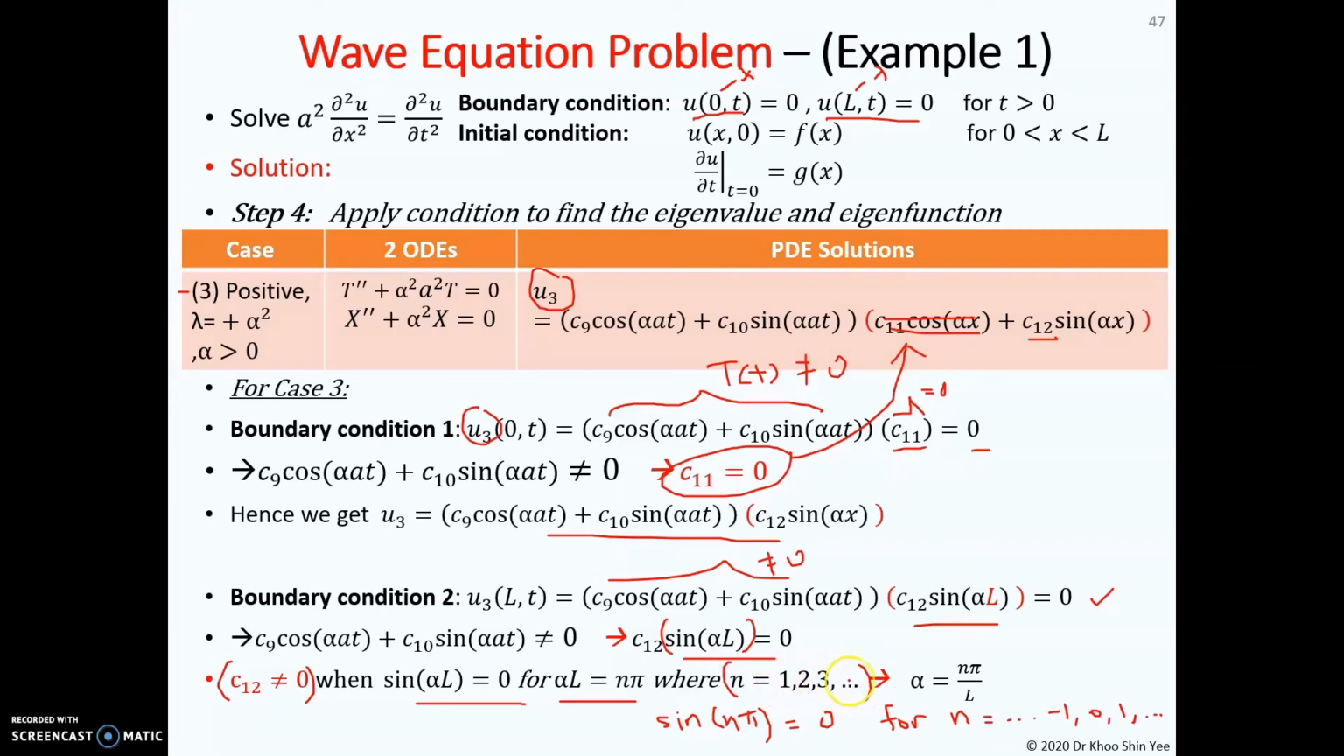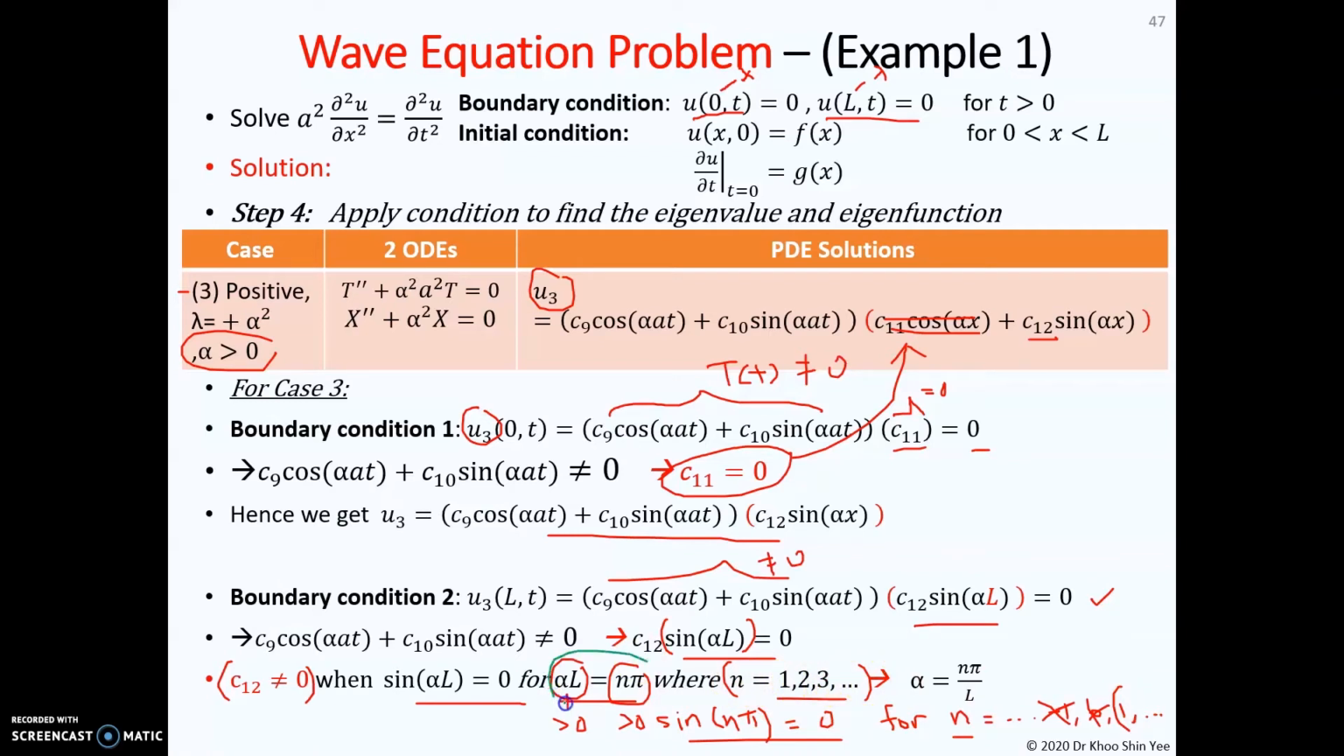It must be a positive number. Although sin n pi is equal to 0 for n being any number from negative to positive value, the alpha L here will always be positive because you have alpha greater than 0 and your L here is greater than 0 as well. Therefore, the n pi here must be a positive value as well. So we cannot have a negative value and we cannot have 0. It must start from 1 and above to obtain the positive value. So your n must start from 1 and so on.